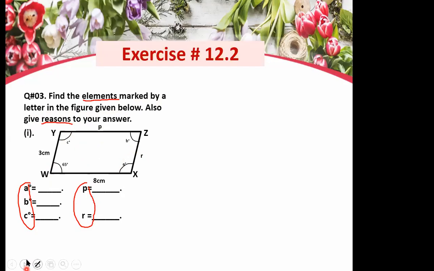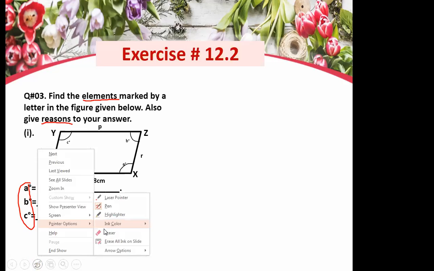Understand? If you remember exercise number 11.6, we wrote according to supplementary angles, complementary angles, or vertical angles. Similarly, we are going to write down here the properties of different kinds of quadrilaterals. That will be the reason for our answer. Understand? Okay, now let's start.